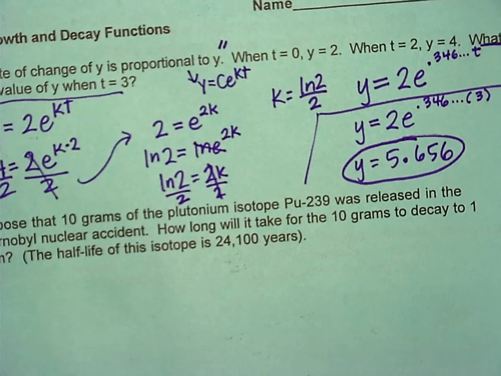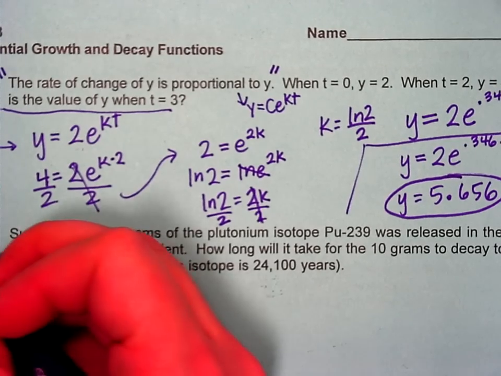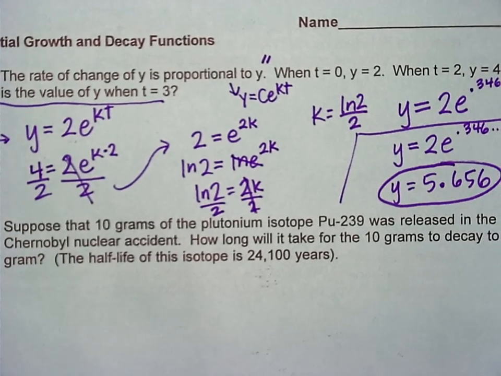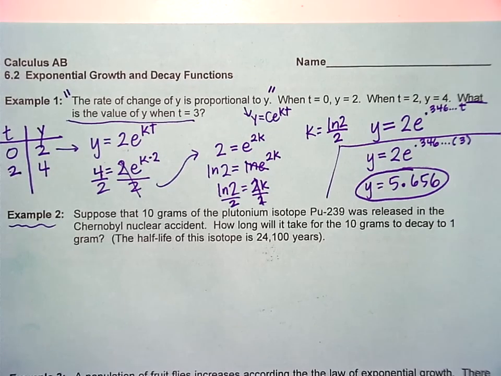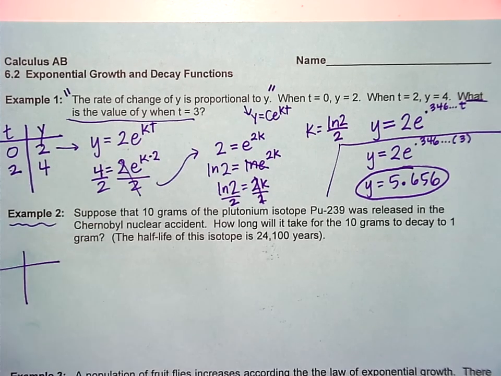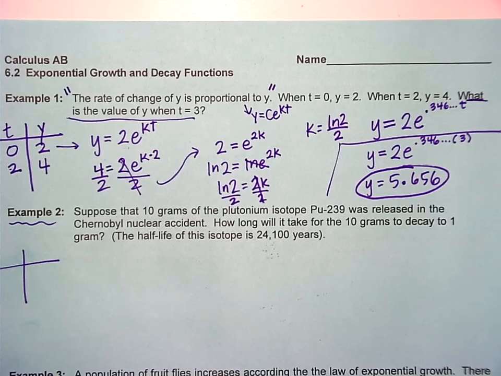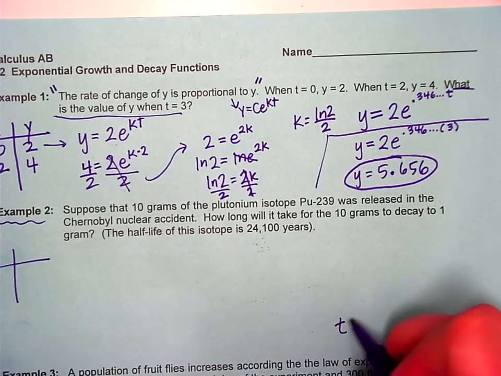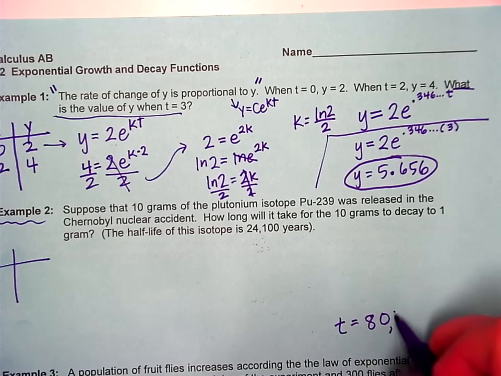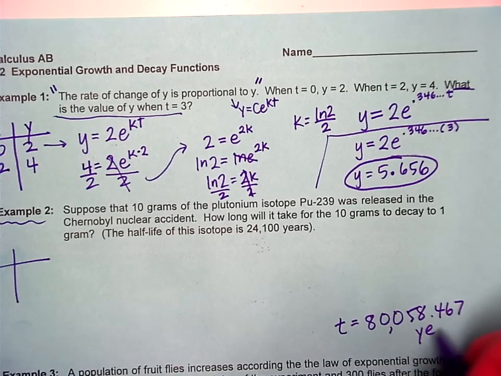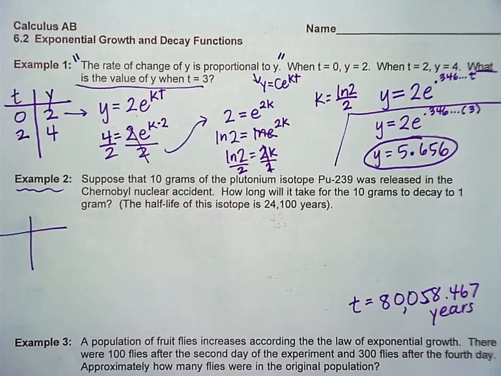I'm going to let you guys do number 2 now on your own. It follows that same process that we did for number 1. There's not much that's different. So I'm going to let you guys do that same thing, set up this. Okay, so you can pause the video and try that now. Okay. And so if you did it correctly, you should get t equals 80,058.467 years. Okay, for your final answer. So work that out and see if you can do that there.